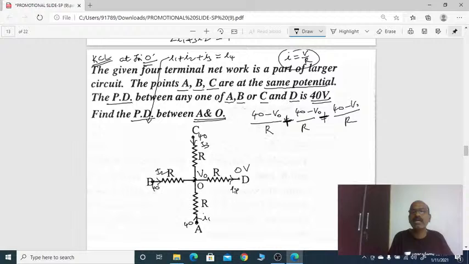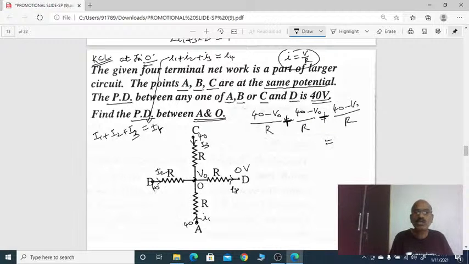We are using V by R rules. See here, we got I1 plus I2 plus I3 equal to I4 according to the junction rule. I1 is V by R, where V is the potential difference: 40 minus the lower end, V naught. So (40 minus V naught) by R plus I2 plus I3 equals I4.